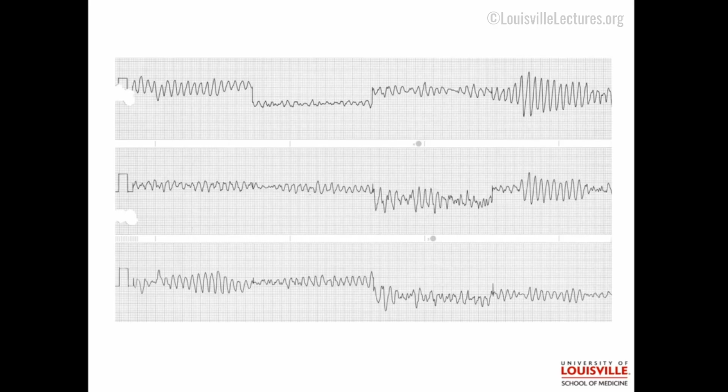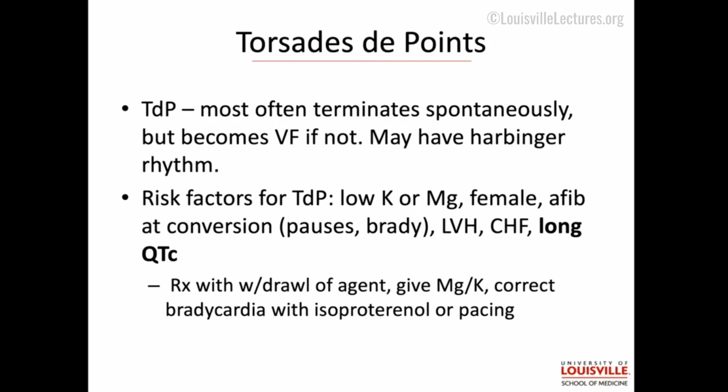This is the dreaded complication of QT prolongation. You should recognize this as torsade de pointes, right, where you have that sine wave shaped turning of the points. This gets treated with electricity. It can terminate spontaneously, but it becomes ventricular fibrillation if not. This sometimes is the warning rhythm that something bad is going on. You are all very familiar with thinking about the magnesium and treating magnesium for torsade, but long QT is also one of those risk factors.